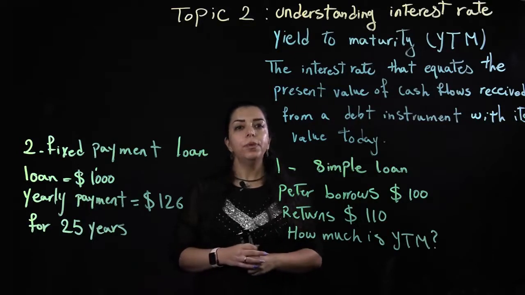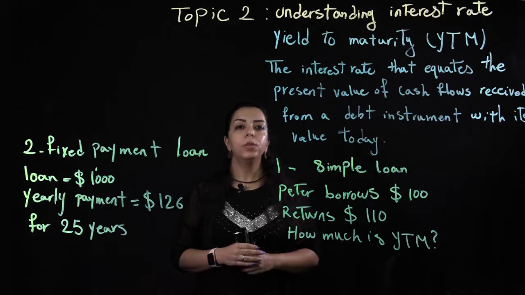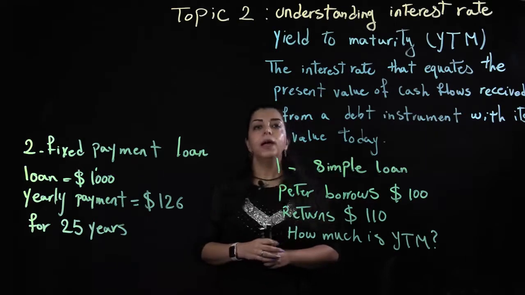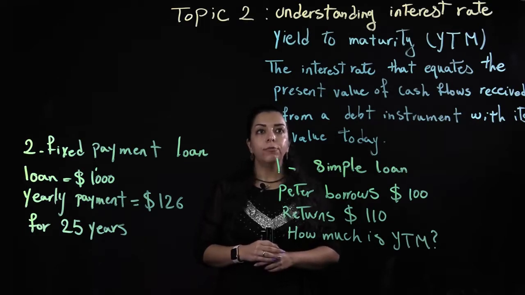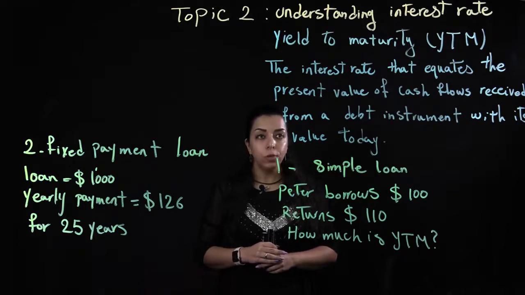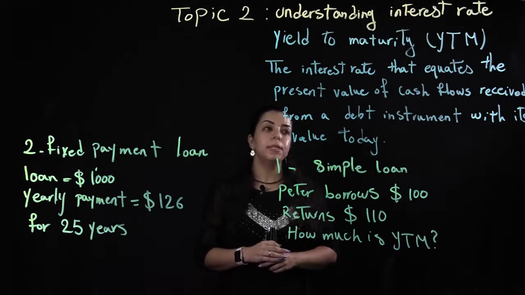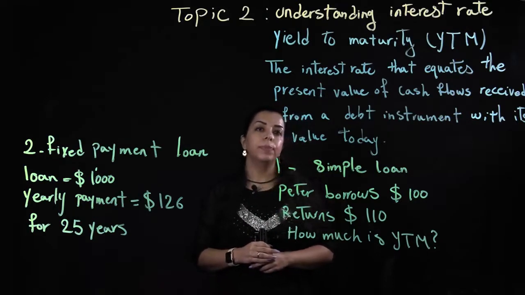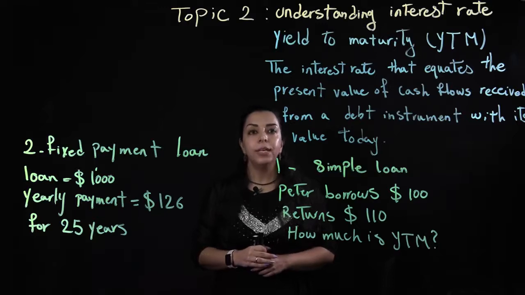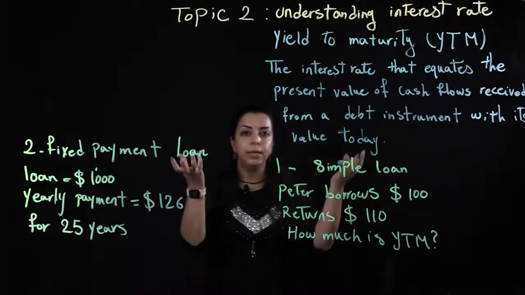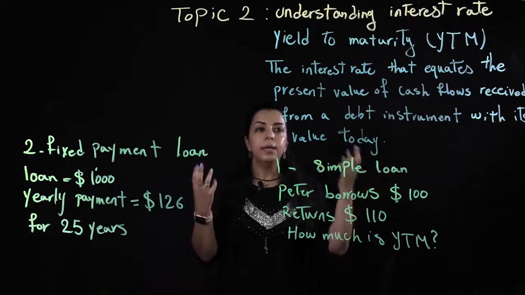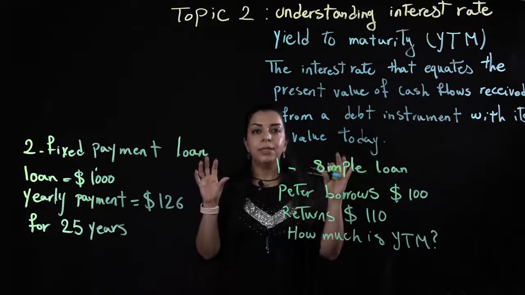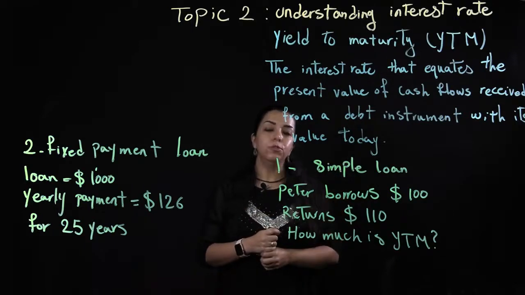To continue the topic of understanding the interest rate, I want to introduce the yield to maturity. Yield to maturity is one type of interest rate that is derived from the equation of the present value of cash flows received from a debt instrument with its value today. So it is the interest rate that equates two things. On one side is the present value of the cash flows, on the other side is today's value. This interest rate that equates these two things together is called yield to maturity.